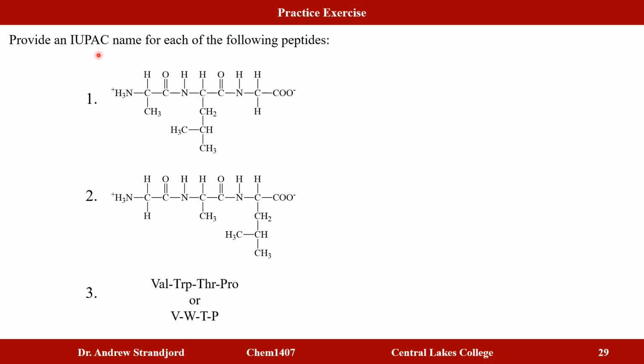Let's now do a practice exercise where we provide the IUPAC name for each of the following peptides. The first thing we do is identify the individual amino acid residues that make up the polypeptide. So I go between my carbonyl group and my nitrogen group. This is one amino acid residue. Here's my second amino acid residue, and here's my third amino acid residue. I know that because I can identify my alpha carbon in each one of these cases here.